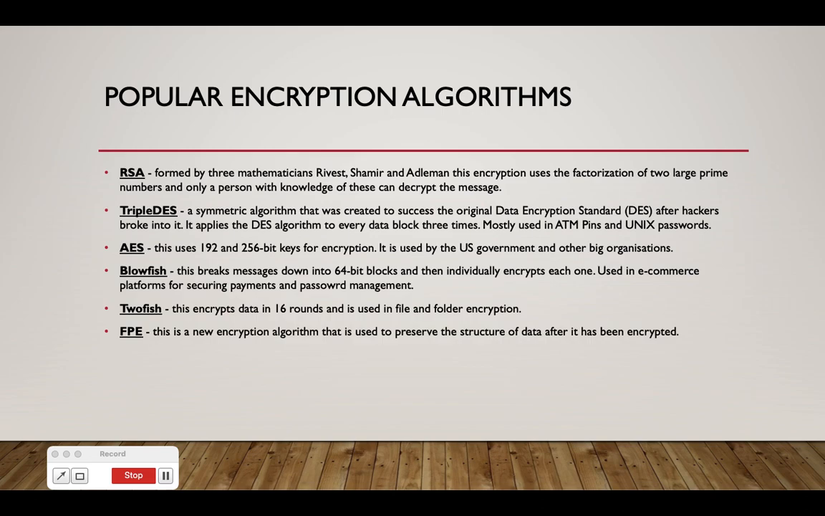Triple DES, it's symmetric, and it was created to succeed the original Data Encryption Standard, DES, after hackers broke into it. It applies the DES algorithm to every data block 3 times, and it's mostly used in ATM pins and Unix passwords. The AES uses 128, 192 and 256 bit keys for encryption. It's used by the US government and other big organizations.